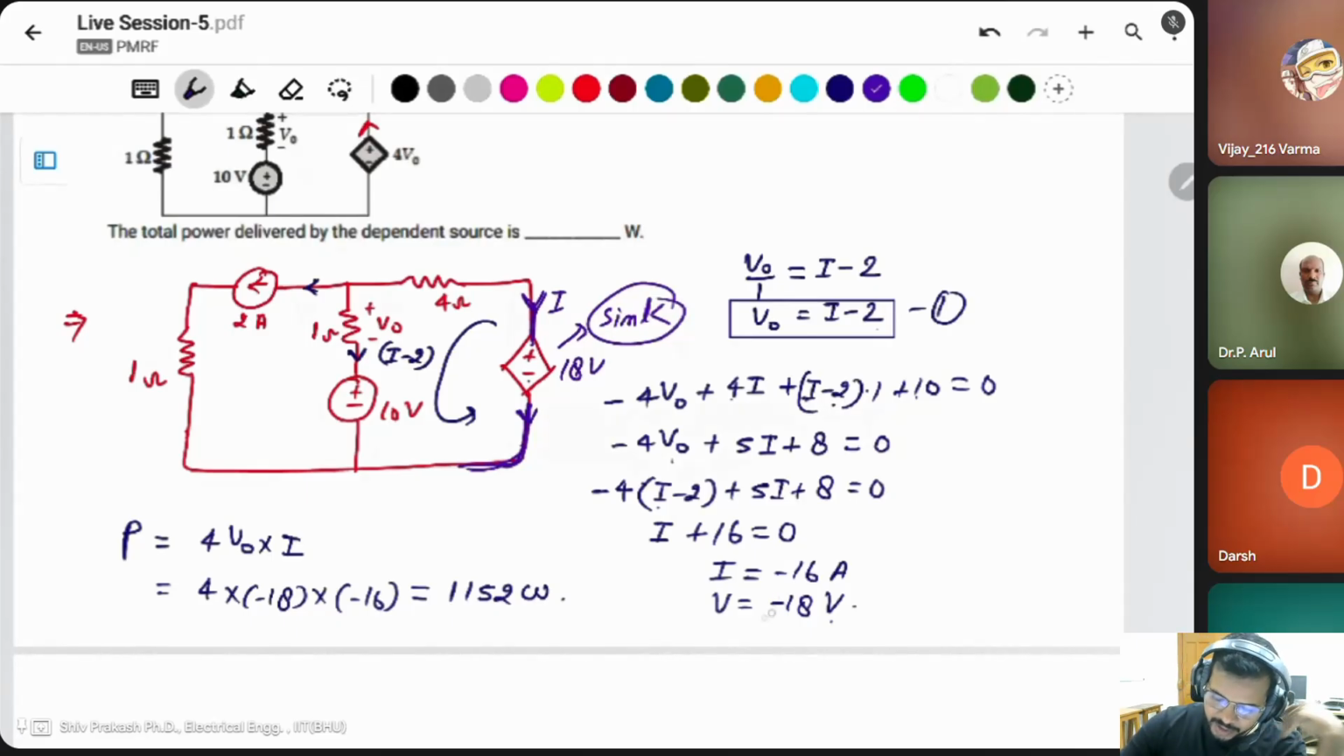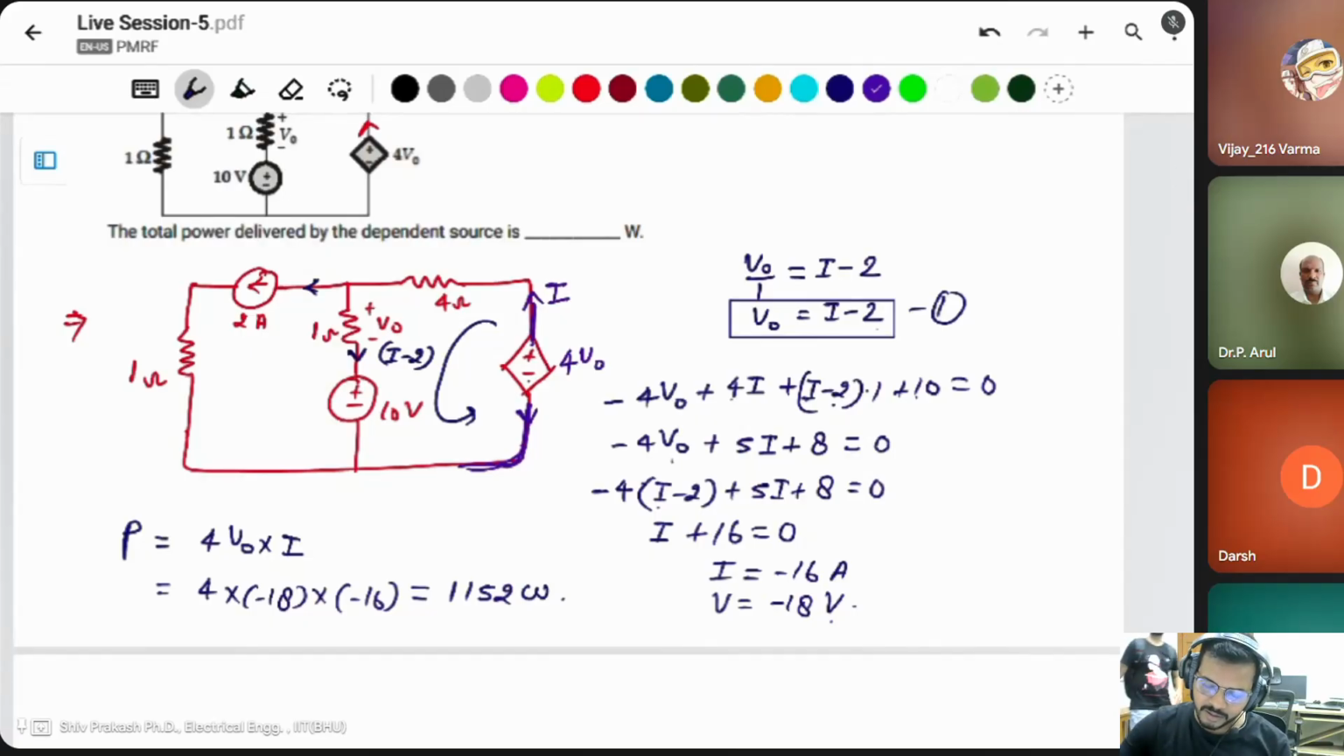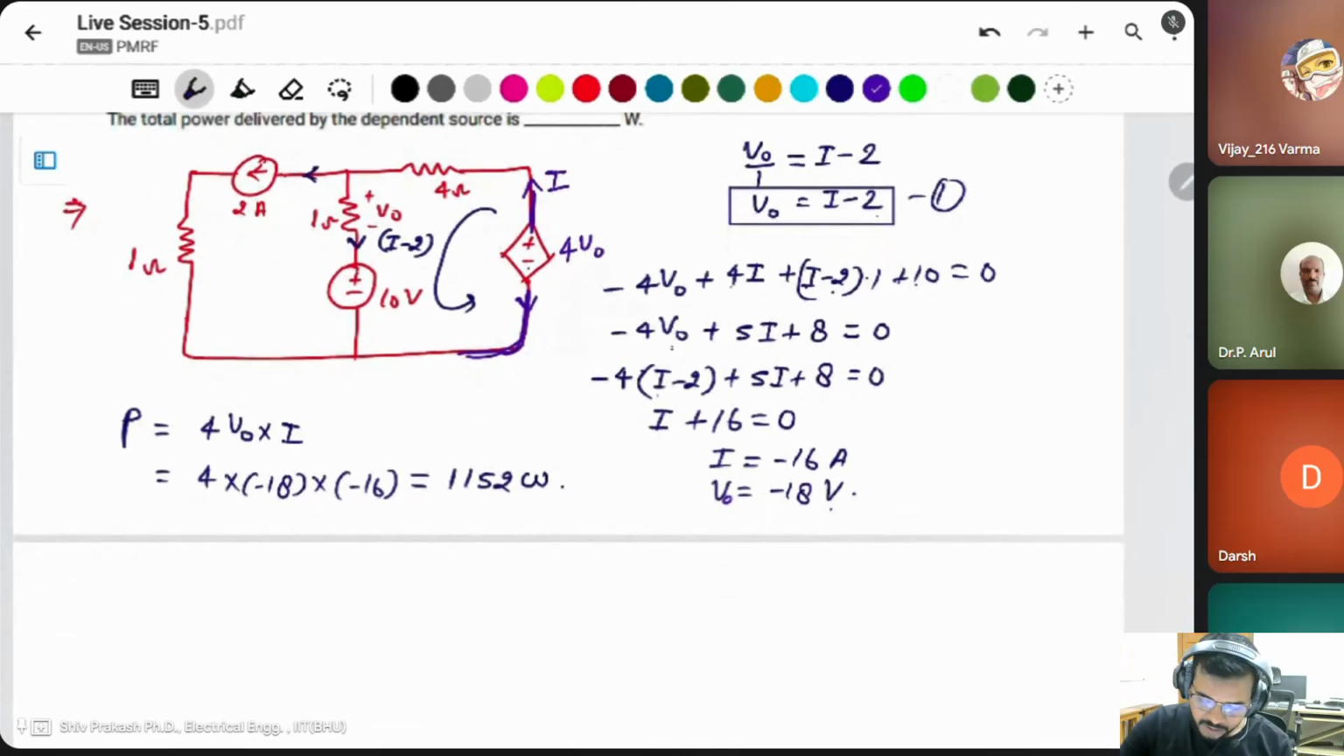But here both are negative, so both signs change. This is 4 V naught, and this is V naught. Okay. Yes, sir.